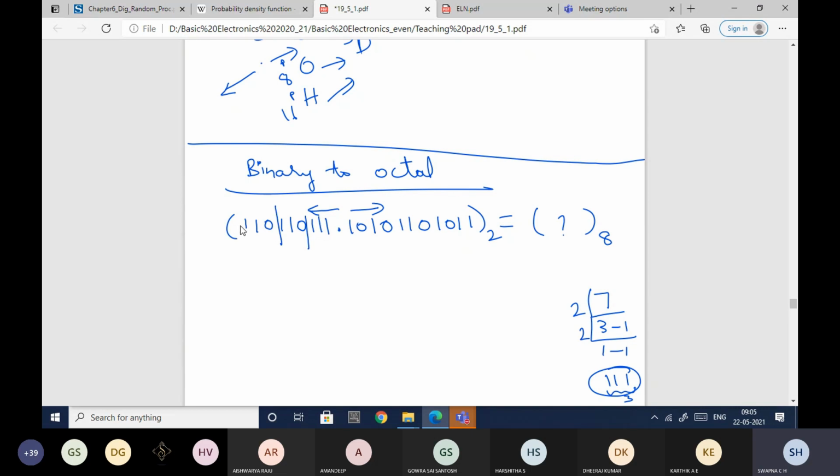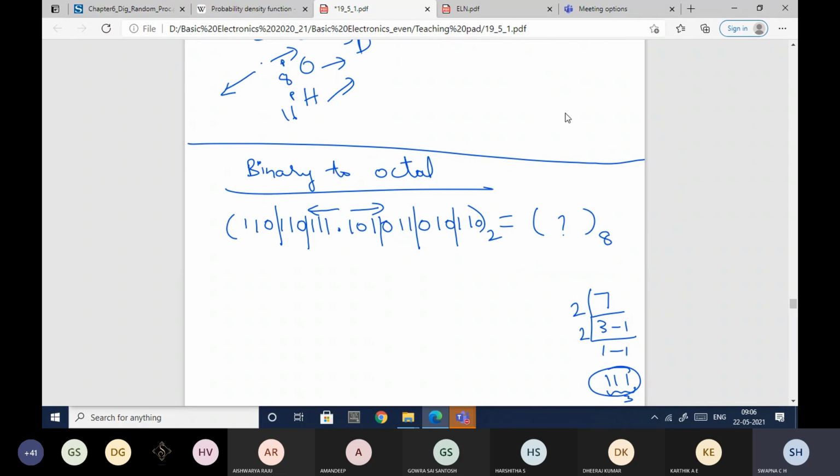Here I need not append any zeros before. Here also 1 2 3, 1 2 3, 1 2 3, 1 2. See, I have only 2 bits left out, so I need to append a 0. Most students make this mistake: they will not add 0 directly. They'll write 1 1, which is nothing but 3. That is wrong. You are supposed to have 3 bits only.